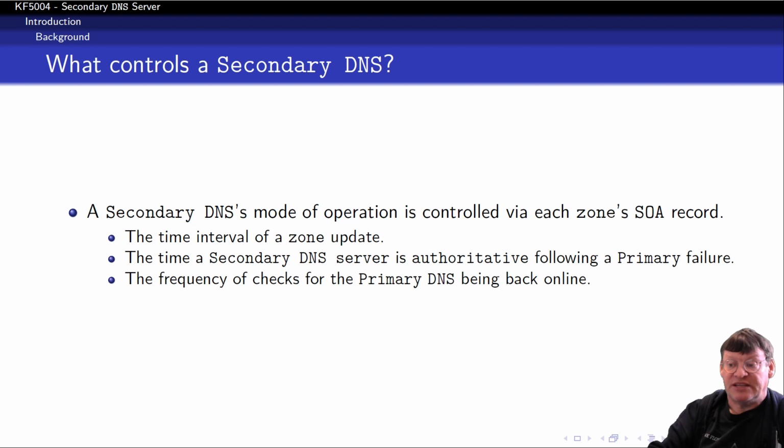And then the last entry is the frequency check. On top of that, if it finds that the primary server isn't there, it has to go back and check. And so the frequency check is that component. So the first part is, how often do I check the primary server? The next one is to say, if I don't find it, how long should I wait, and how long should I continue to give out answers? And the final one is to say, how often should I then go back and check to make sure the primary server is back online?